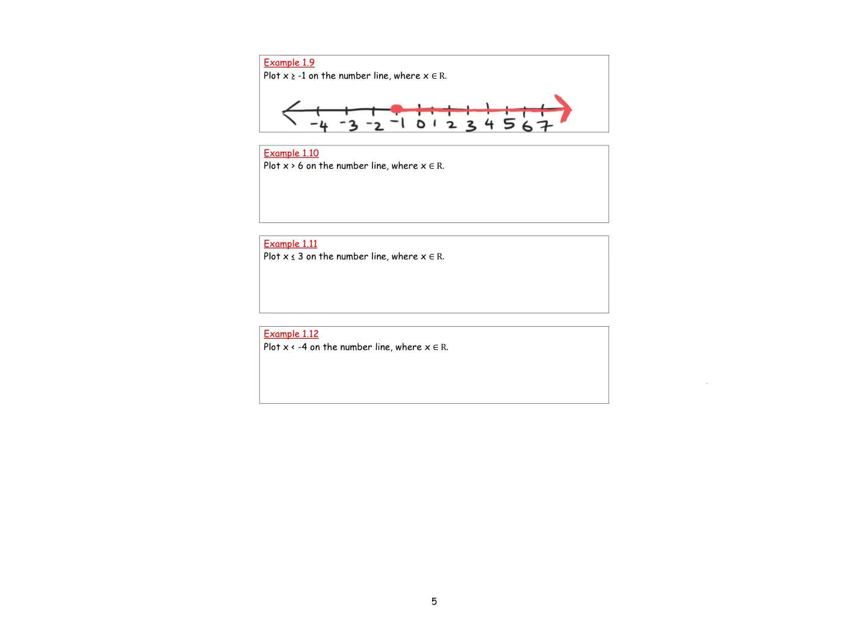Example 1.10 says plot x is greater than 6 on the number line where x is an element of R. Again, I'm going to start by just drawing my number line. As this is x is greater than 6, I am going to have to go up to numbers greater than 6 on my number line. So on the right hand side of the 0, I'm going to go up to 8. I might even go up to 9.